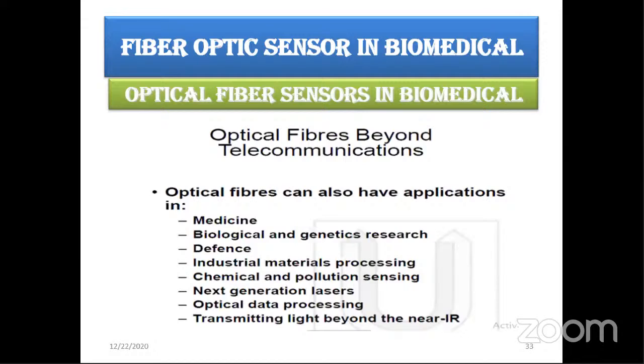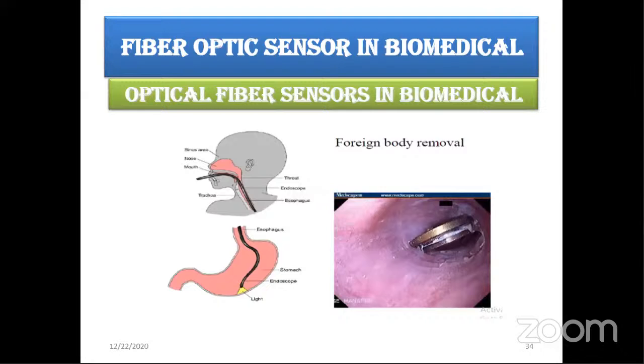And beyond, as of now, what we have taught is that optical fiber is only for data transmission. So beyond telecommunication, it is used in the medicine field, biological and genetics research, defense, industrial material processing, chemical and pollution sensing, next generation lasers, optical data processing, transmitting light beyond the near IR, and so on. So here I am showing some images for optical fiber sensors.